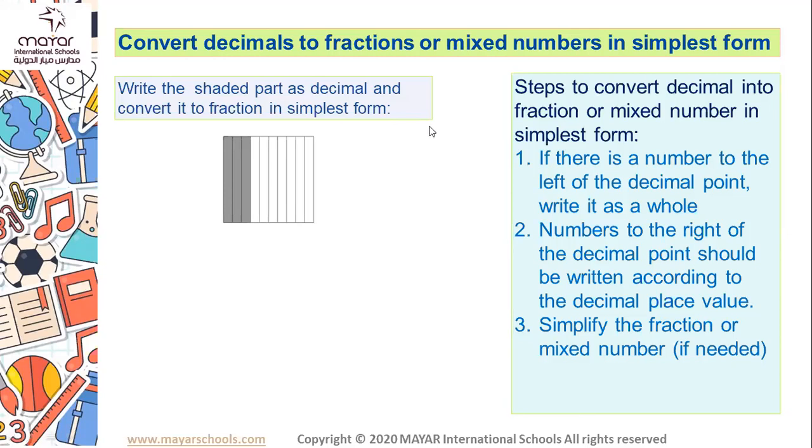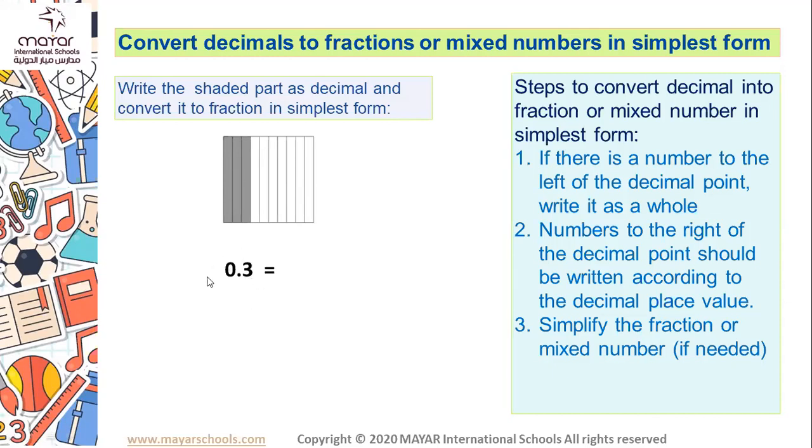3 decimal point. Layan, is there any whole? Now, to know the decimal, let's remember. We say 1, 2, 3, 4, 5, 6, 7, 8, 9, 10. So these three are part of a whole. We don't have any whole. So when we write a decimal, do we write any whole to the left of the decimal point? No. Okay, so 0 decimal point, then? How many shaded parts, Layan? 3. So this is the decimal.